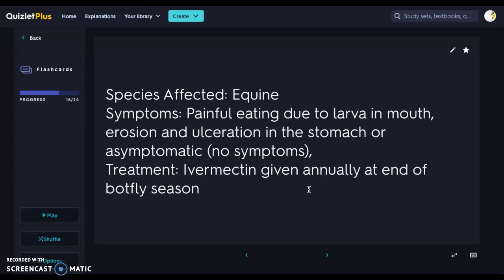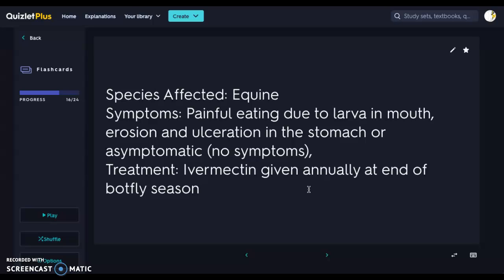Symptoms are very painful eating due to the larva in the mouth. So their eggs hatch, and then the larvae are going to be in the mouth. You also have erosion and ulceration in the stomach, or they could be asymptomatic. They may not have any symptoms.